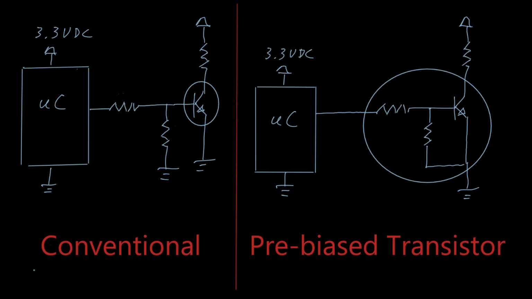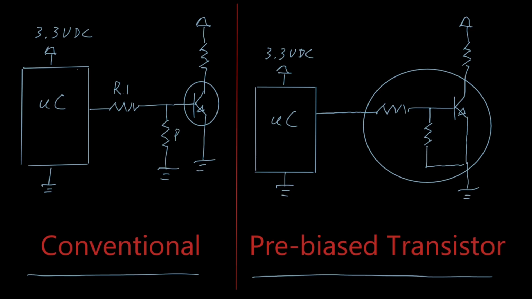In this short video, we're going to explore the differences between the conventional and the pre-biased transistor circuit. Then, for the die-hard engineers, we're going to perform some circuit calculations so that you have a better idea of how these circuits operate. Starting with the conventional circuit, we have R1, which serves as a current limiting resistor, connecting the microcontroller to the transistor base.